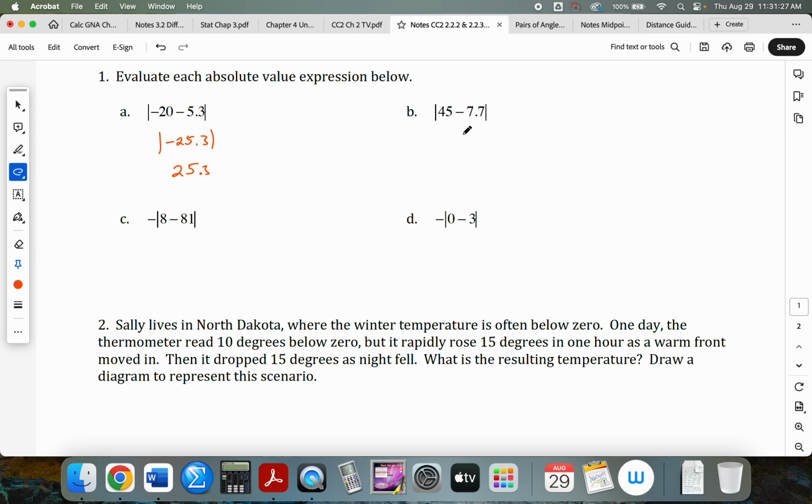If we have 45 minus 7.7, remember that when you're doing that, you want to line up the decimals, so you're going to have to add a 0 after the 45 and do a little borrowing here. So that's going to be 3, that'll be 7, this will be 3. So it's the absolute value of 37.3. It's already positive, so it's just 37.3.